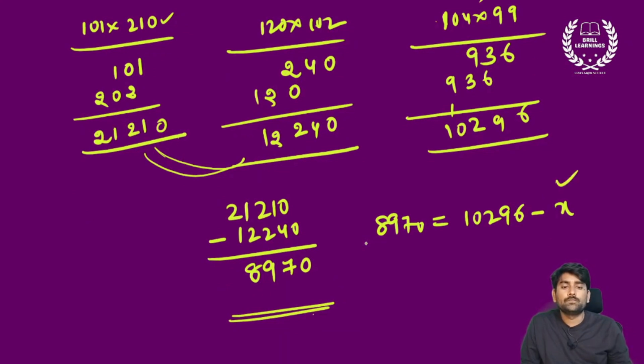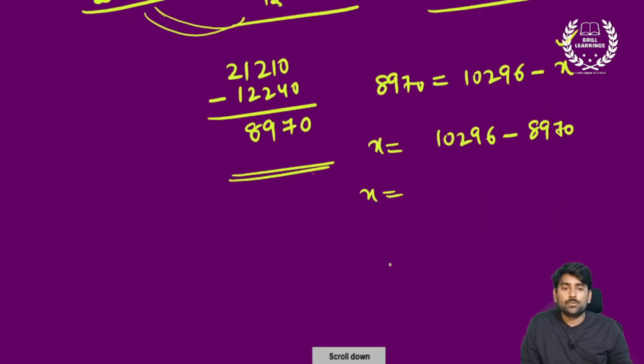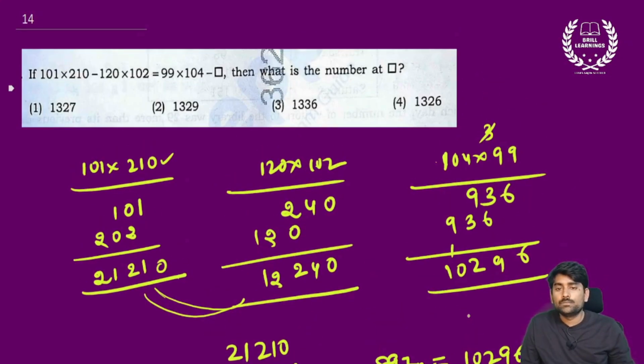We need to find the x value here. So bring x here. So 10296 minus 8970. So subtract that value, we'll get. So how much is it? 1326. So fourth one is the right answer. Let's move to the next question.